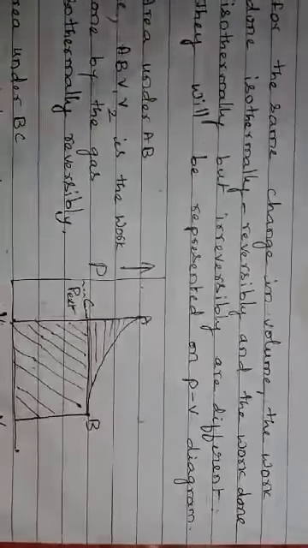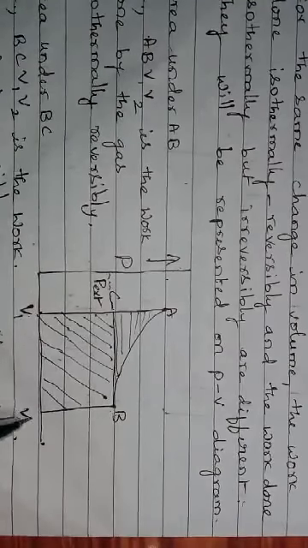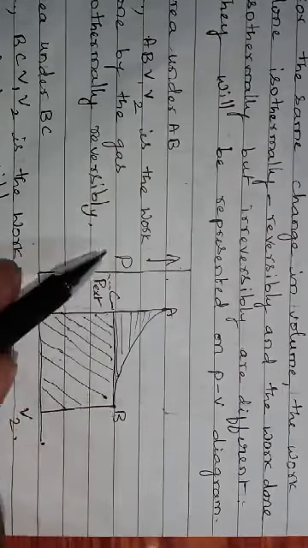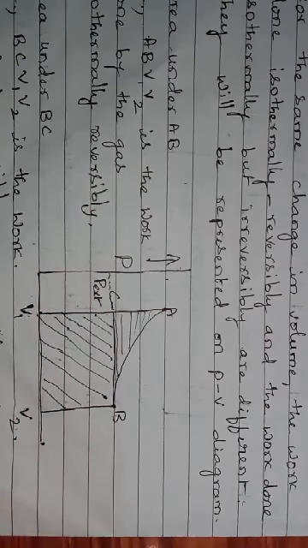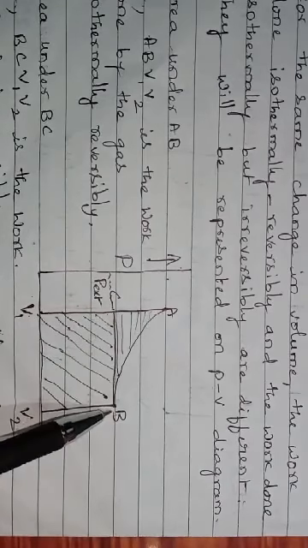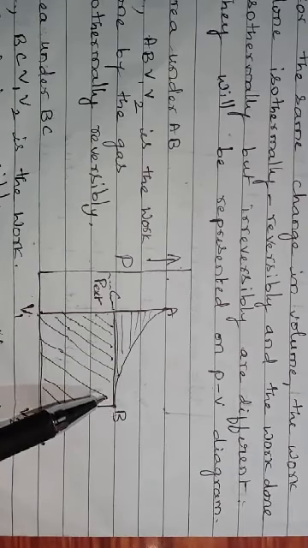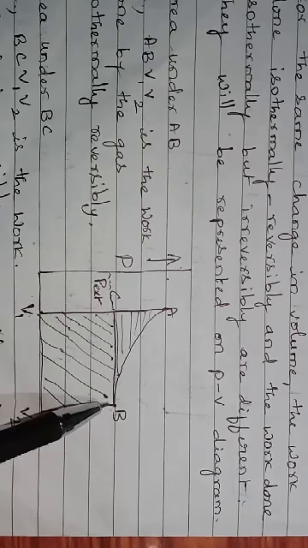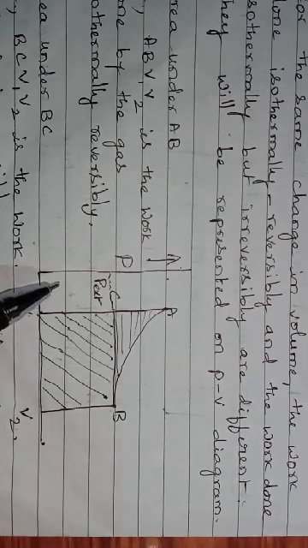We can understand that by this graph. Along the x-axis we have volume, along the y-axis we have pressure, and the work done is shown. Here the initial volume is V1 and the final volume is V2. The gas is going to expand. We have two curves: AB is one curve which represents the reversible process, and CB is another curve which represents the work done in the irreversible process.